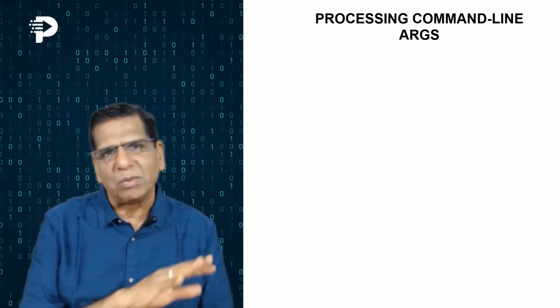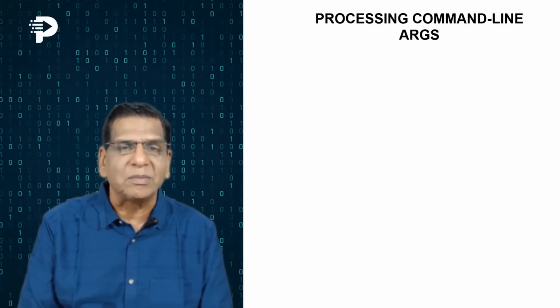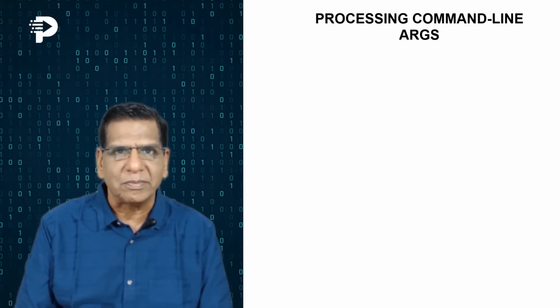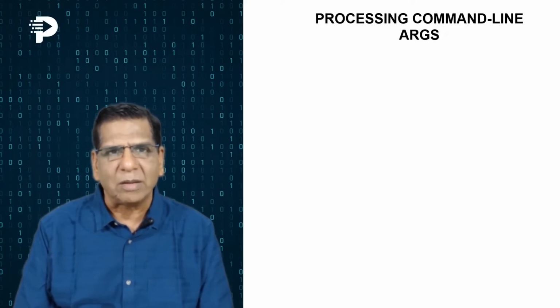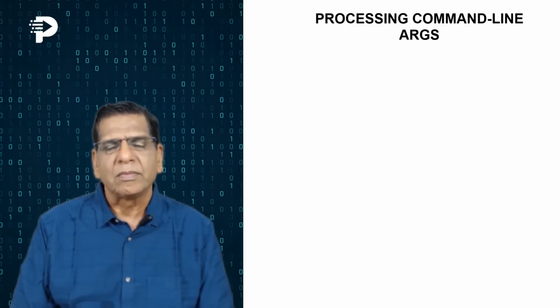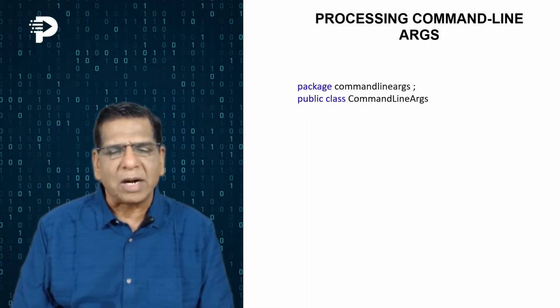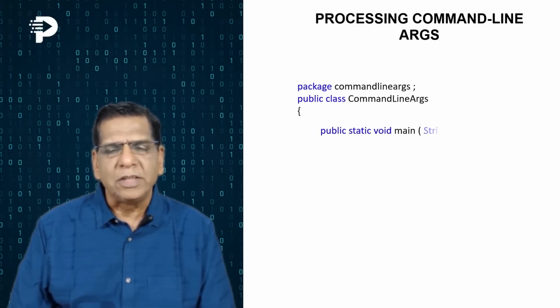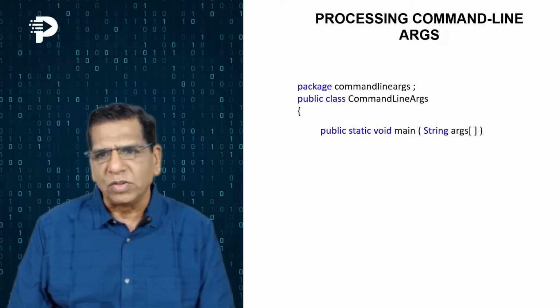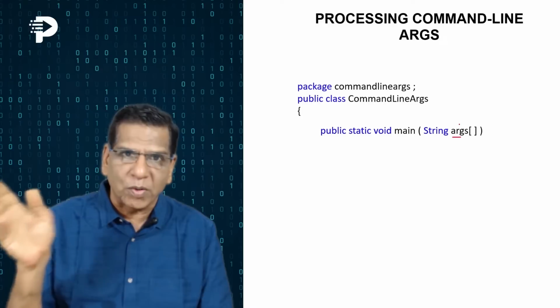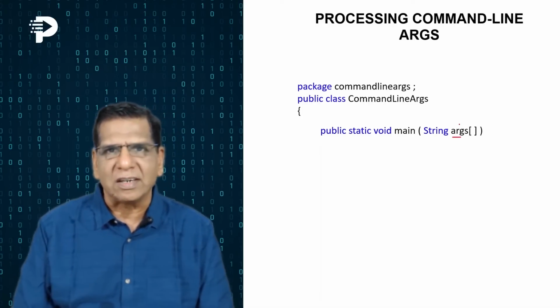Processing of command line arguments, however, remains same because that is something which is done within the Java program. So let's see how that can be tackled. Maybe I have a package name called command line args and a public class command line args containing main. And within main, now we will start using this string args array. Into this args array, whatever you provide at command line would get collected.